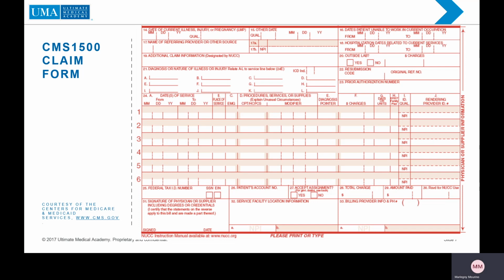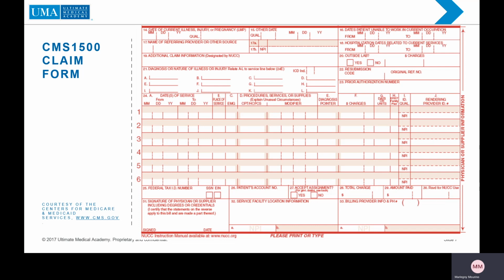Okay. Now 24 is this big section that we have here, with the numbers on the side, 1, 2, 3, 4, 5, 6, and we have A, B, C, D, E, F, G, H, I, J. I know, a lot of different things happening here in form locator 24. So here's where you're going to enter your services. Above it, where we have 21, this is our diagnosis. So now here is the service. What did we do to help the patient feel better? What did our doctor do?